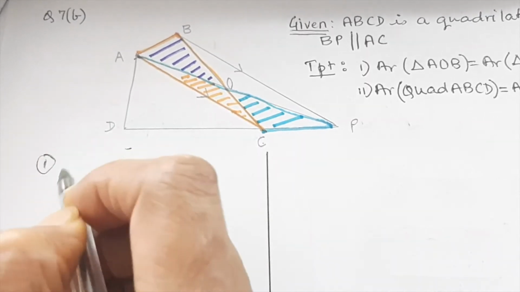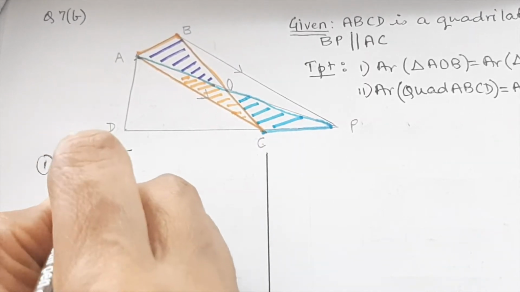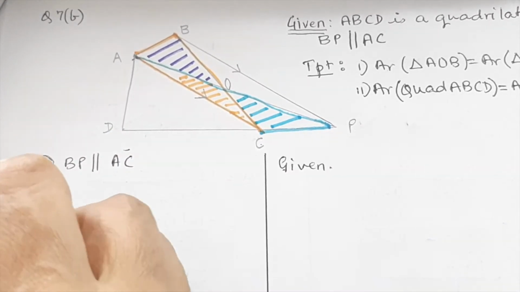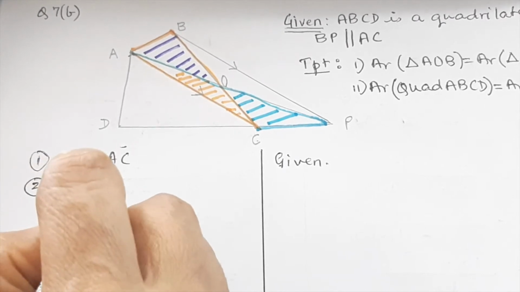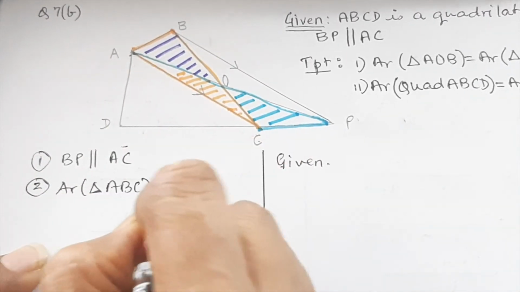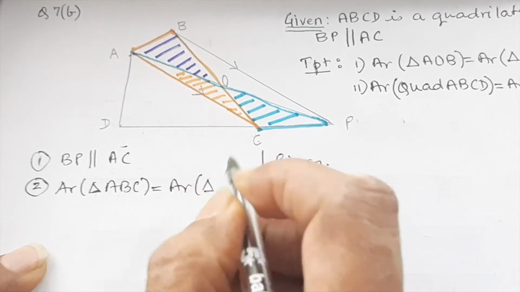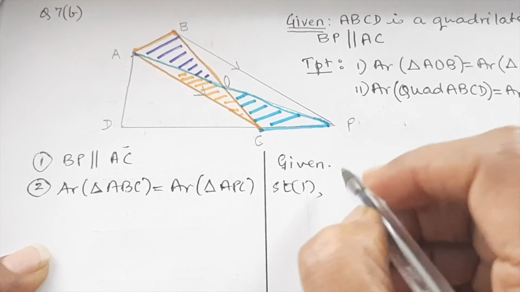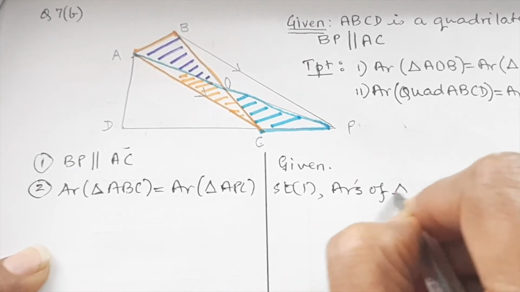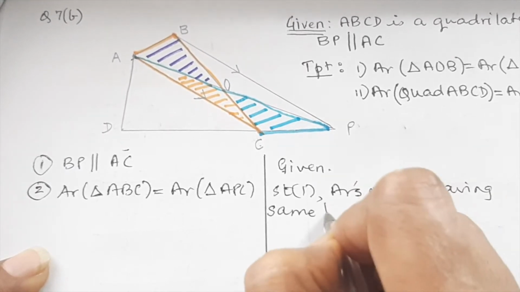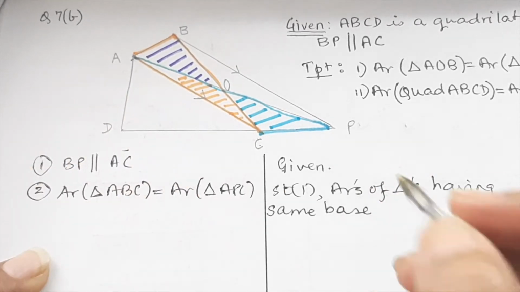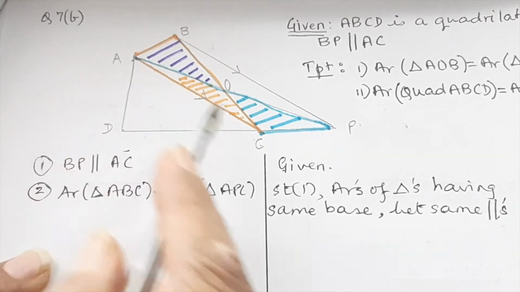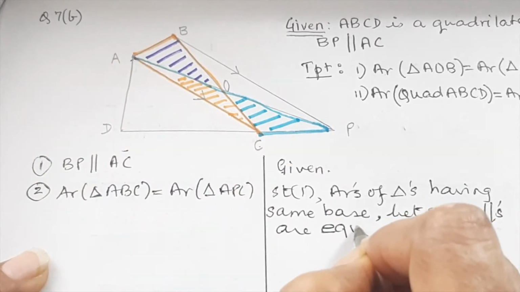Our point number 1 is that BP is parallel to AC, and that is given. Statement number 2, area of triangle ABC will be equal to area of triangle APC, and this will be because of statement 1, and areas of triangles having the same base, that is AC is the same base, and between the same parallels, that is AC and BP, they are equal.